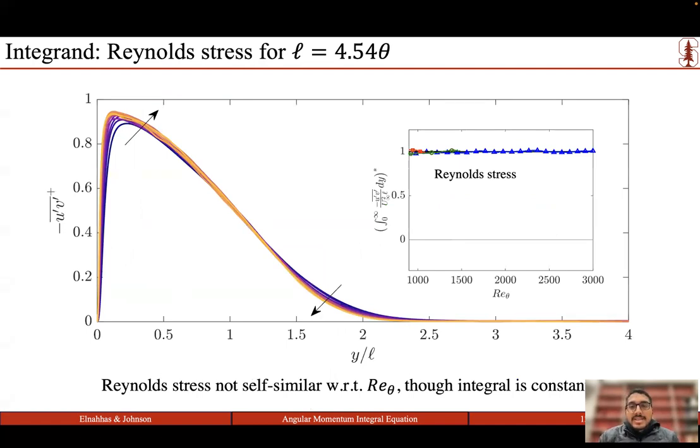One potential question to ask is this: is this collapse to 1 a byproduct of self-similarity with respect to Re_theta? So we compute here the integrand of Reynolds stresses normalized by this length scale, and colors go from dark to light, indicating movement across higher Re_theta values. What we find is that the integrand itself does not remain constant, which is expected. The Reynolds stress increases and moves closer to the wall as the Reynolds number increases. However, the integral itself remains constant.